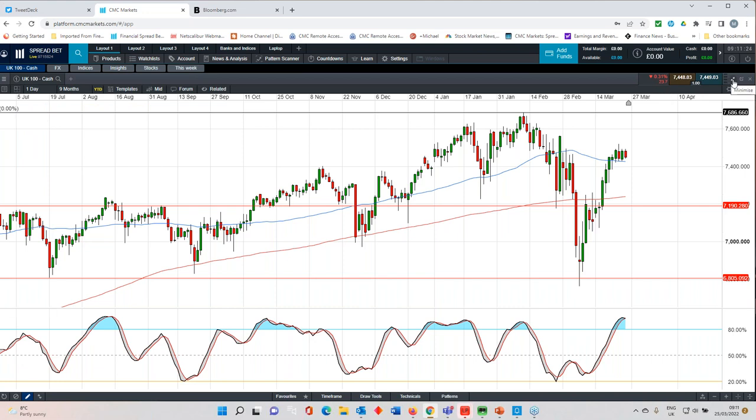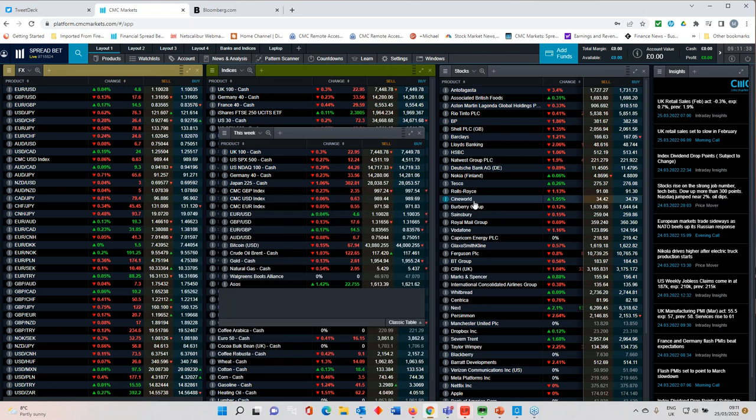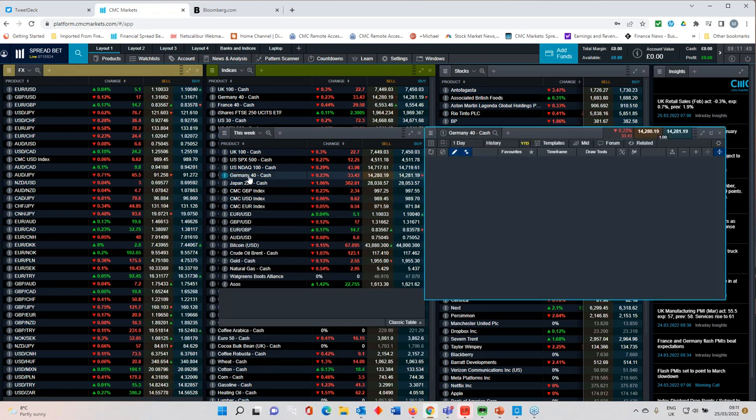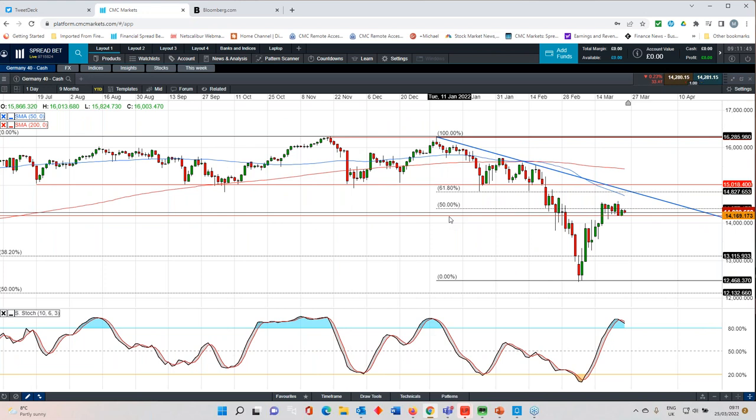The FTSE 100 has bounced back, certainly much more than, say, for example, the DAX, but that's largely as a result of a significant rebound in the likes of banks, but also miners and the likes of BP and Royal Dutch Shell. If we look at the Germany 40 or the DAX, and we look at this daily chart here, we're still in the downtrend that we've been in since early January. So while we've seen a fairly decent rebound in the past few days, we look as if we could well finish slightly lower this week.